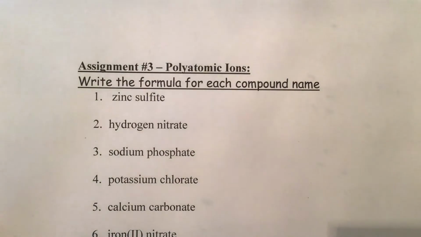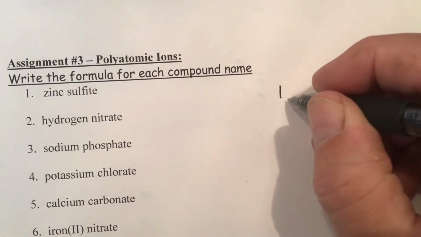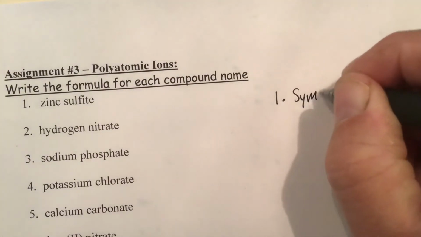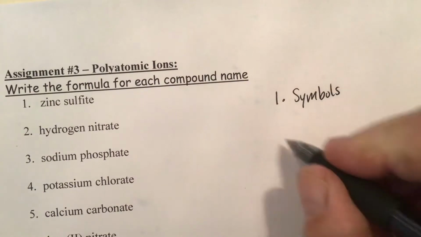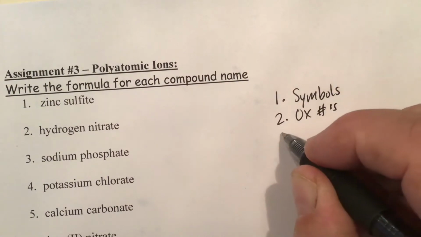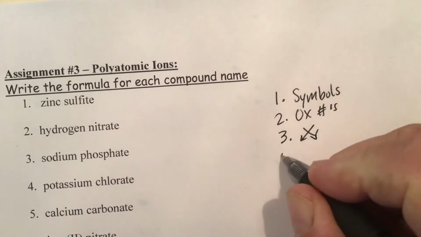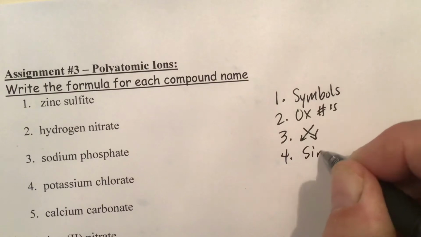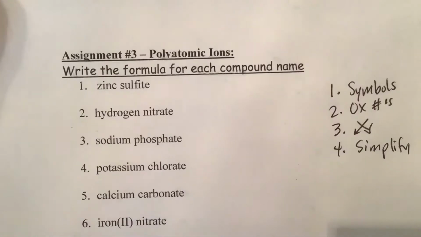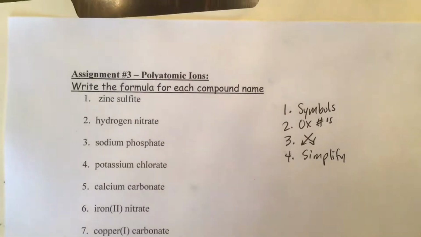Okay? So going from the name to the formula, you remember our 4 basic steps. Step 1, symbols. Step 2, oxidation numbers. That's the charges. Step 3, we crisscross. And step 4, simplify if necessary. Okay, so let's do that for number 1, zinc sulfite.